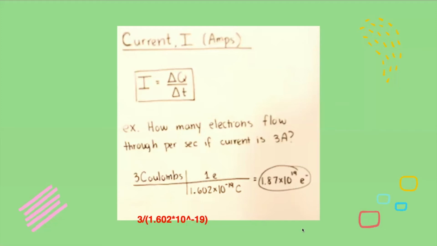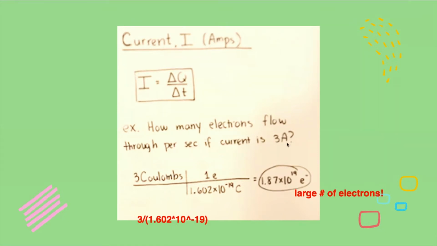I can check to see that I've done this right because I should have a very large number of electrons. 10 to the positive 19th is a large number of electrons, right? So imagine 1, 8, 7, and then like 16 zeros after. That's quite a few. Very more than one. So there's a large number of electrons flowing through your circuit every second.